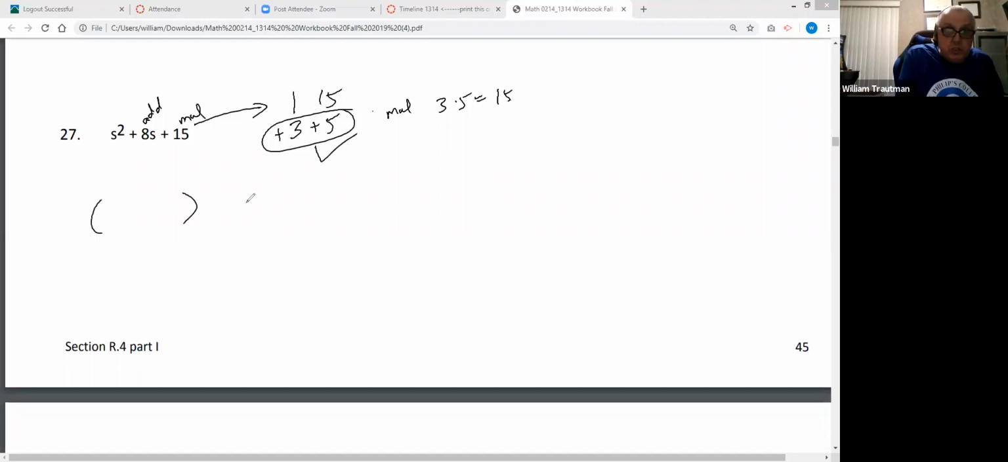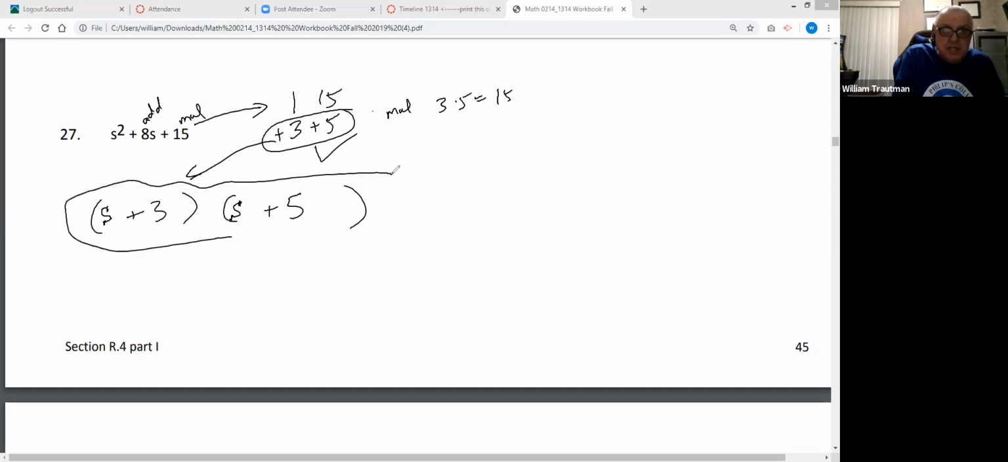I just write 2 parentheses and put S in there. My S's look like 5 sometimes, so I'll put these little things there. That means that's an S. So I have S plus 3 and S plus 5. And there's my answer.